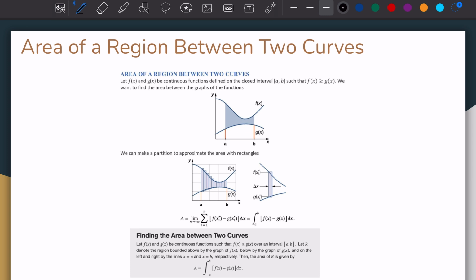So the area of a region between two curves is going to be shown here. We have f of x and g of x, and we are trying to find the shaded area in the middle here within the interval of a and b. So essentially what we are doing is making a bunch of tiny little rectangles in between each of the lines right here, and that's given by the equation here and simplified by the one right here that we're mainly going to be using in order to find that area in between the two graphs.